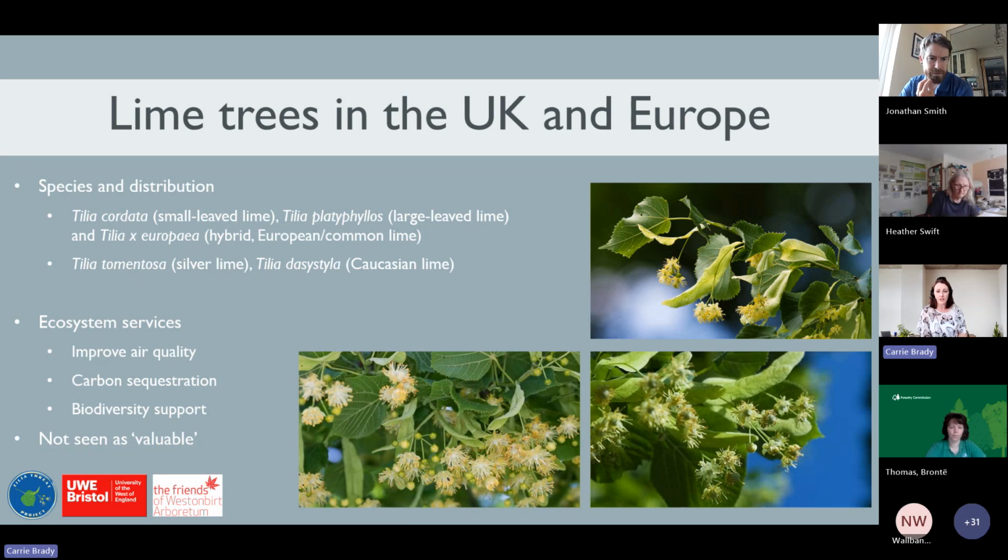Over about the last 2,000 years, the distribution of lime trees in woodlands has declined. However, they are not regarded as threatened in the UK. Tilia provides several ecosystem services. They improve air quality by removing pollution, they store and sequester carbon, and they also support a wide range of biodiversity. However, they are not seen as being valuable in terms of their timber.